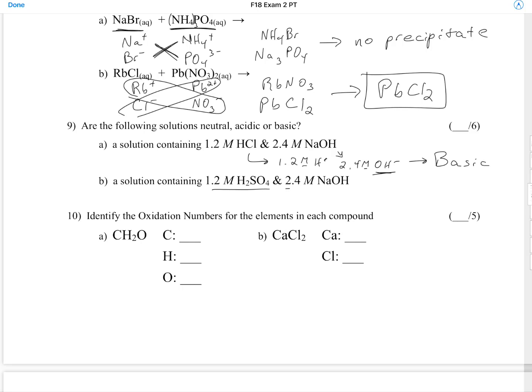Looking at question number 2, it's very similar except my acid here is H2SO4. So if I have 1.2 molar, I'm actually going to get 2.4 molar H+. So this is going to be neutral.